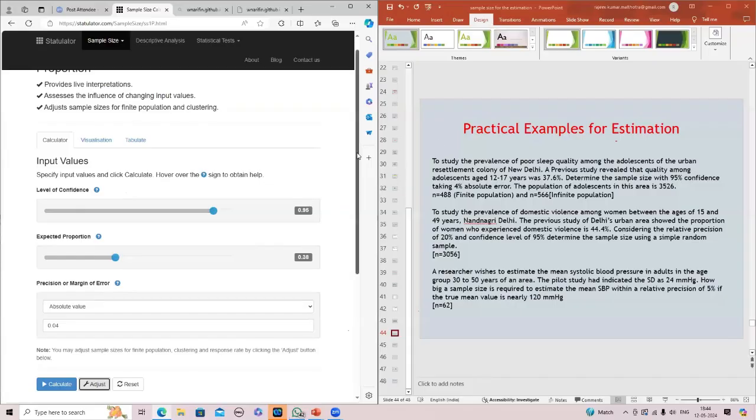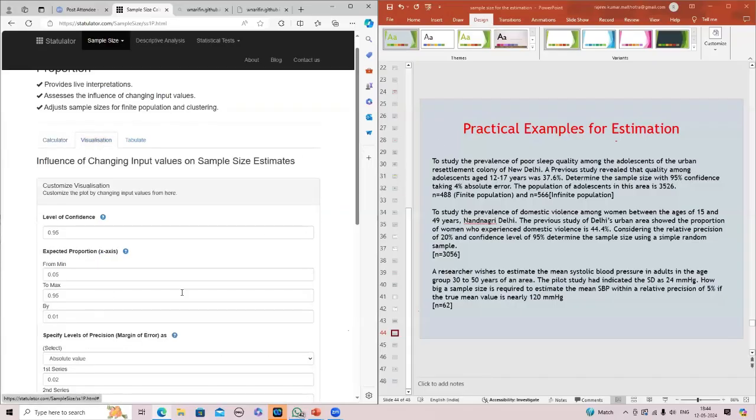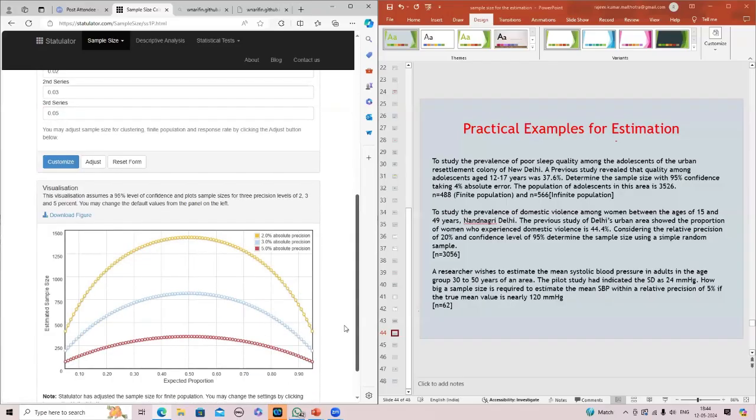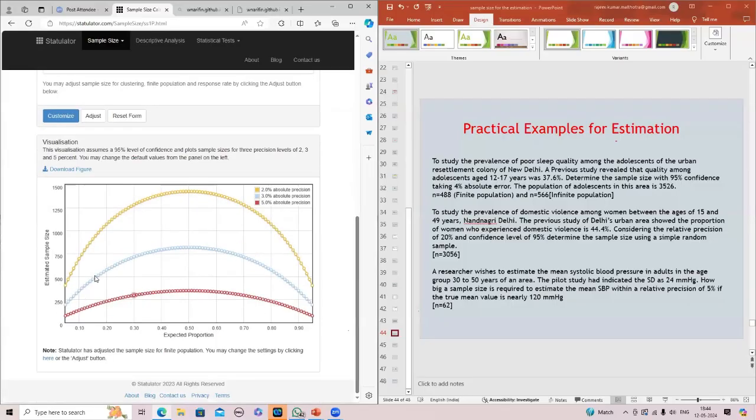Now we go to the visualization. If you click on the visualization, here you find this type of graph. It will show the absolute precision of 2%, 3%, 4%. So in that case, there is a curve. You can find out the required sample size based on your expected proportion.